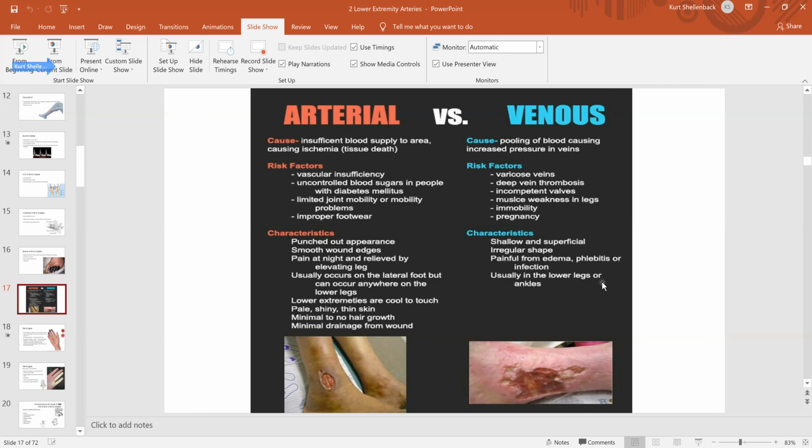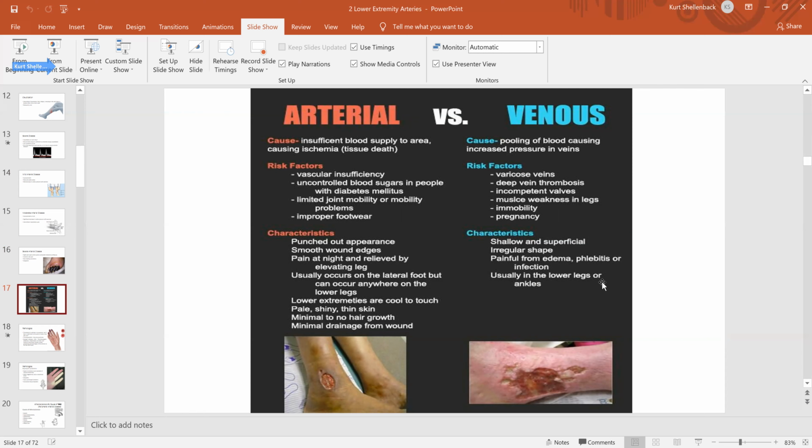Characteristics: punched out appearance of this. So this is the wounds, the non-healing wounds. Smooth edges, pain at night, and relieved by elevating leg. No, they made a mistake here. You don't elevate your leg when you have arterial issues. You elevate your leg when you have venous issues. So this is wrong. Just remember that is wrong. If anything, you want to dangle your legs off the side of the bed in order for blood to get into your feet. Usually occurs on the lateral foot.